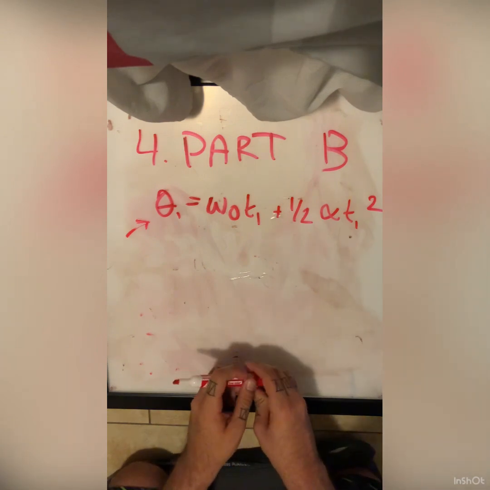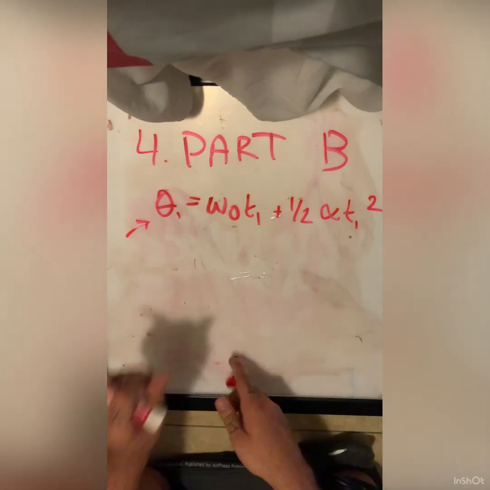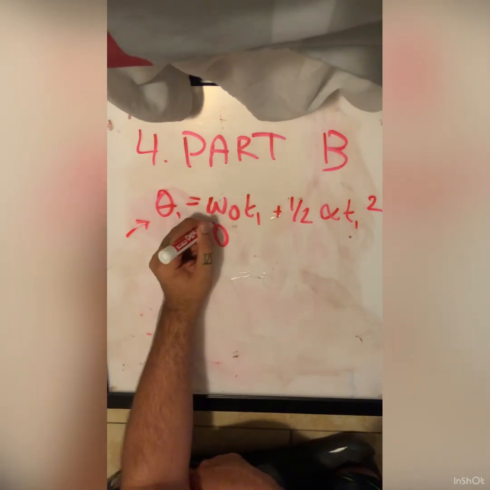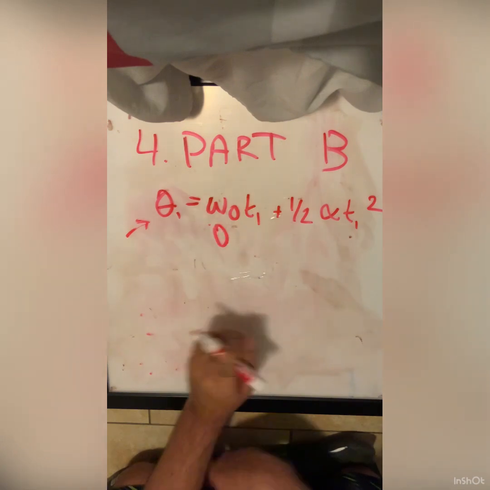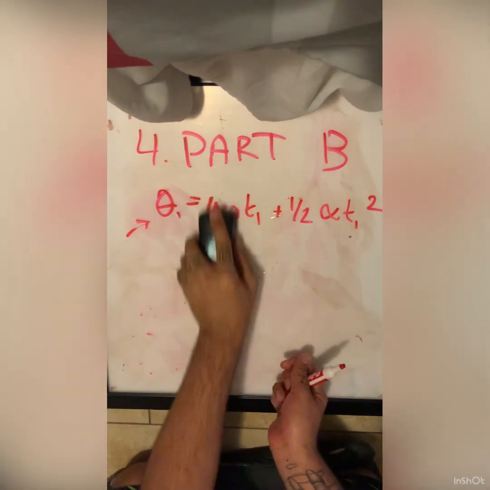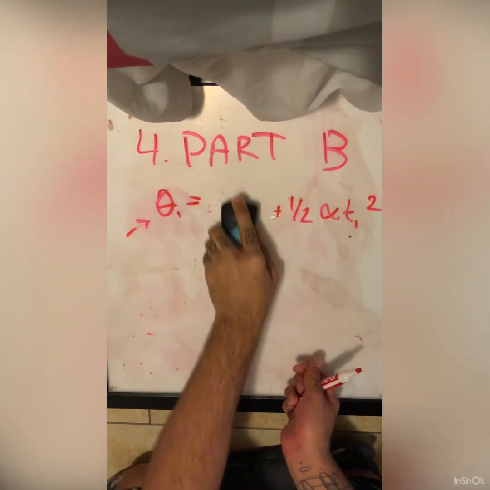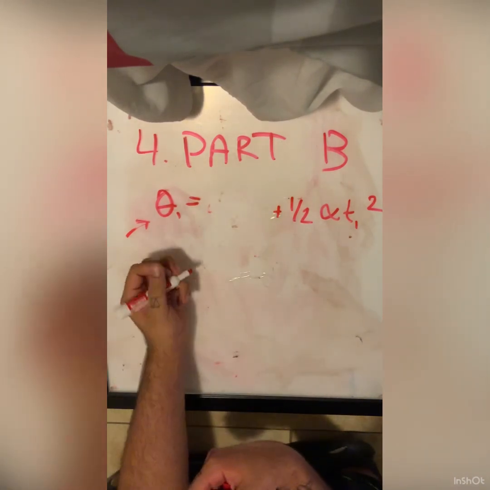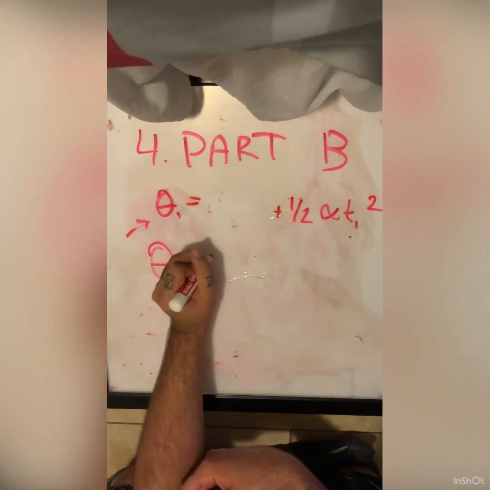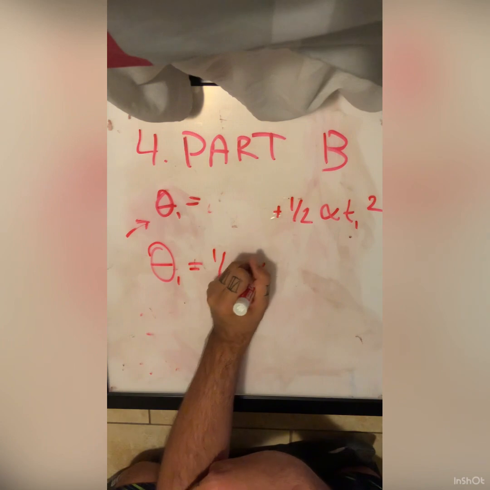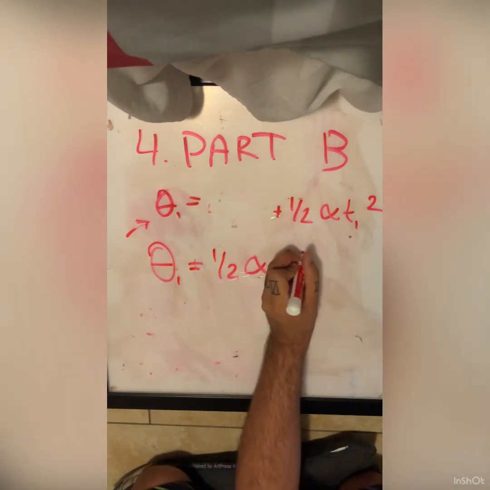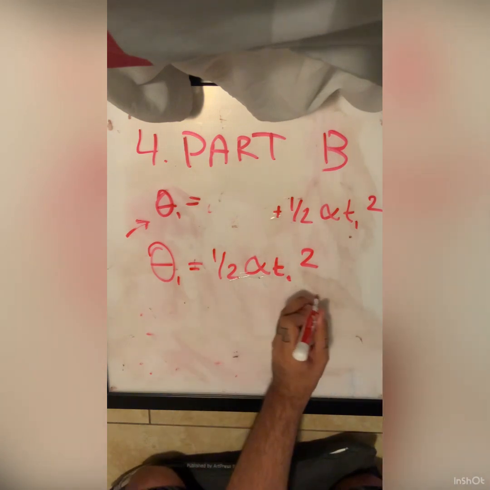First thing we know of is that the initial velocity is equal to 0. And with that, this part of the equation cancels itself out, and we are left with the angle is equal to half times angular acceleration times time squared. And that would be our answer.